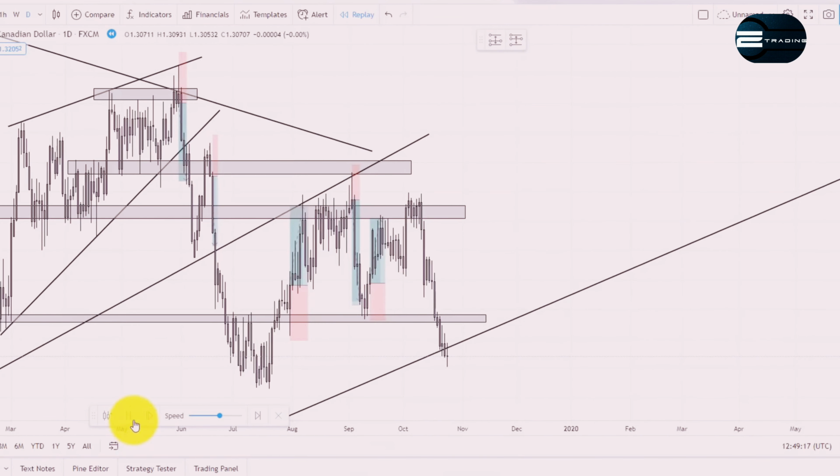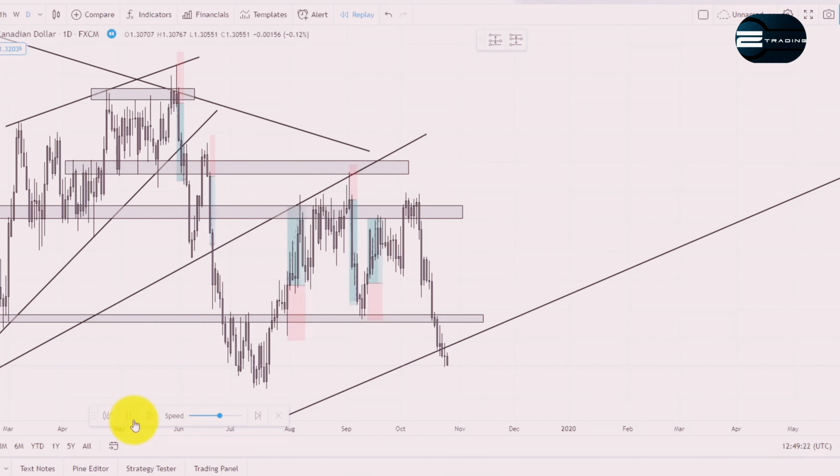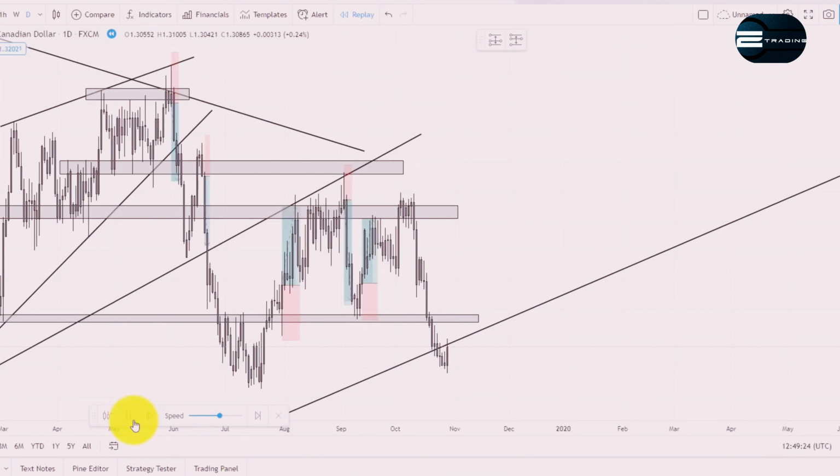Now the market breaks our support and resistance zone as well as the major trend line too. So here we wait for the market's next movements.